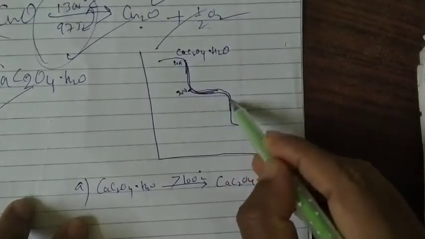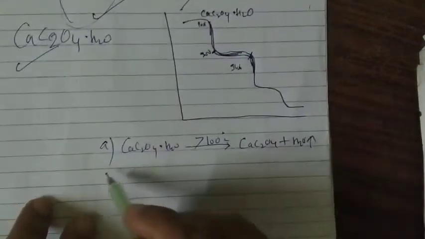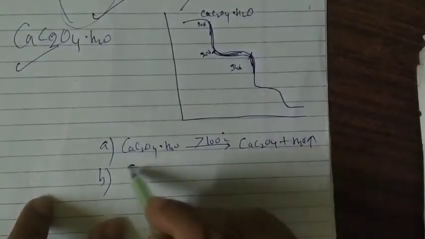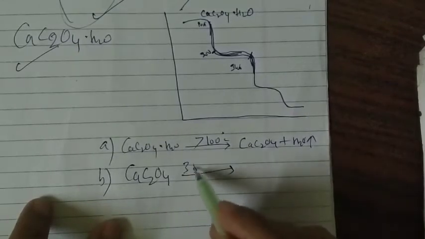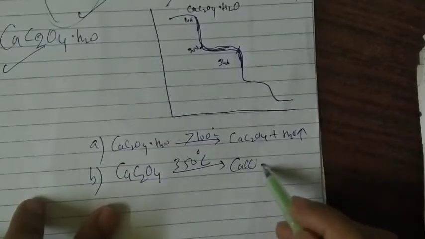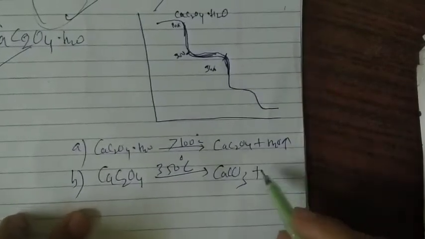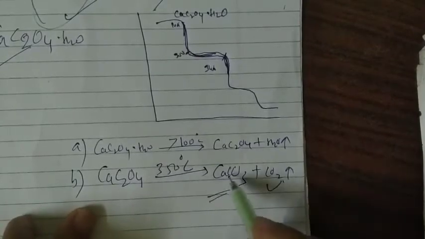Again you can see there is a decrease here. So at around 346 you can take it. So I will write here B. Now whatever calcium oxalate, CaC2O4, remained, above around 350 degrees centigrade, as the temperature goes, this will decompose again into calcium carbonate, plus you can see carbon dioxide gas is liberated here. So this is going to come with calcium carbonate.